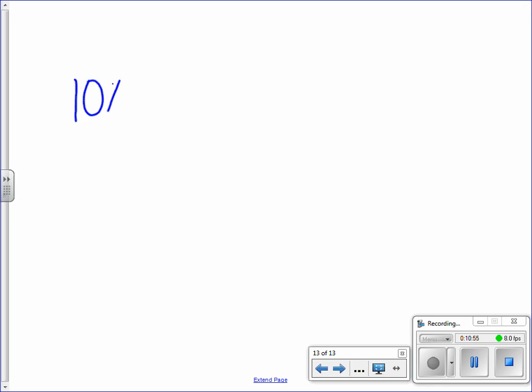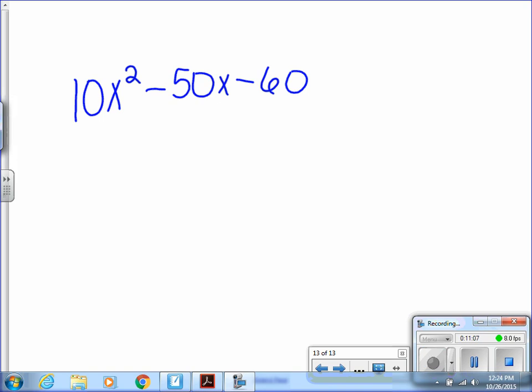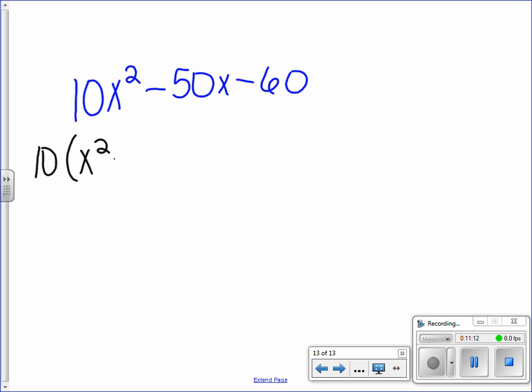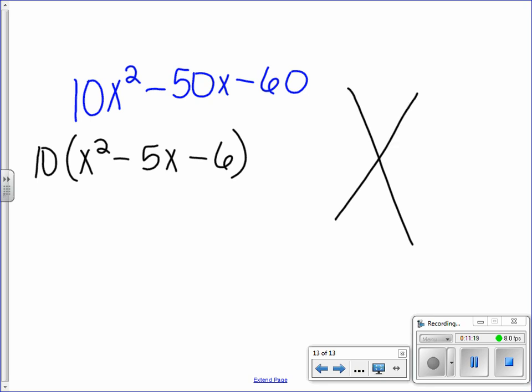10x squared minus 50x minus 60. Okay, so what was the GCF? 10. X squared minus 5x minus 6. So I go over here. Put negative 6 up top and negative 5 on the bottom. Negative 6 and 1. Exactly. So that's going to be x squared minus 6x plus 1x minus 6.